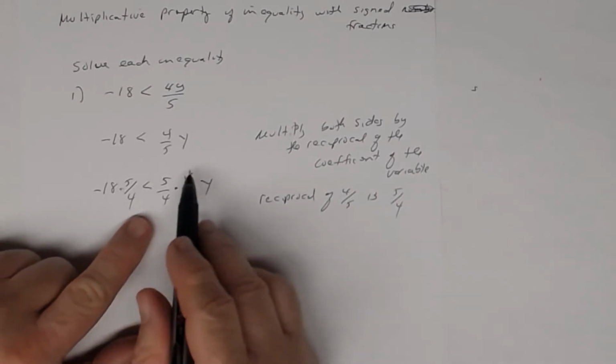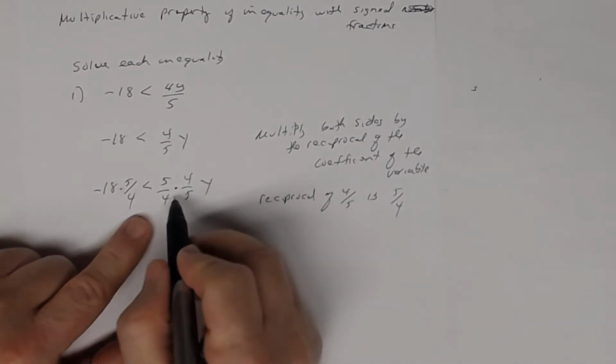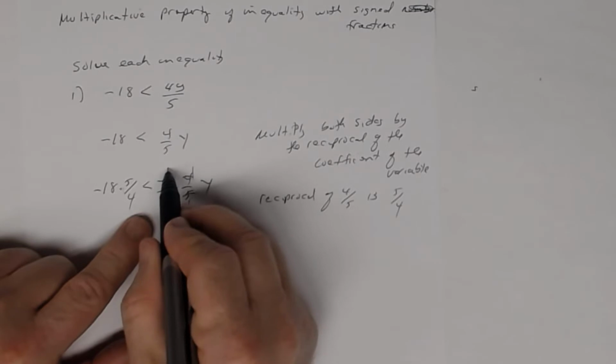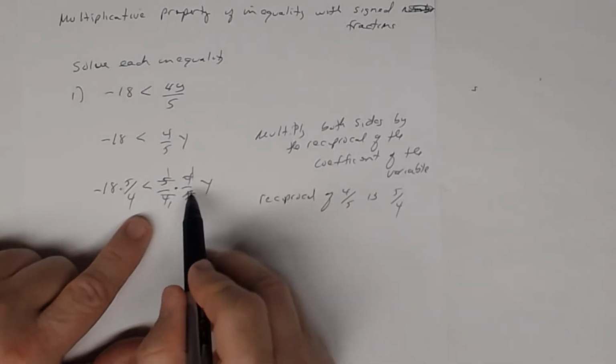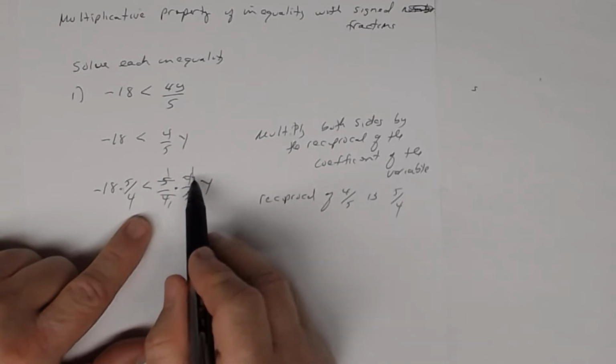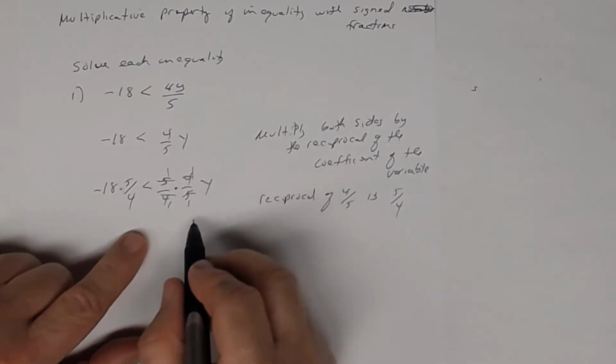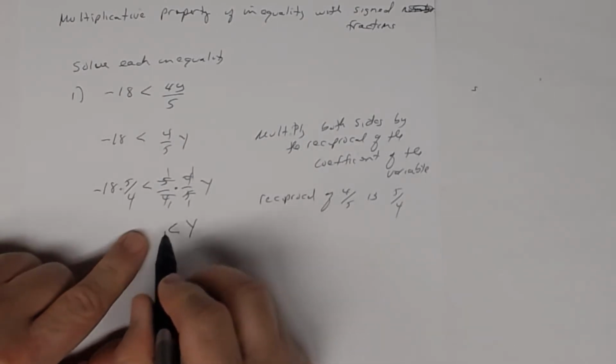And then notice what happens on the right-hand side. The 4's divide out, the 5's divide out, and notice 1 times 1 is 1, 1 times 1 is 1, and 1 divided by 1 is 1. And so you get 1 times y, which is y. So you get y is greater than.